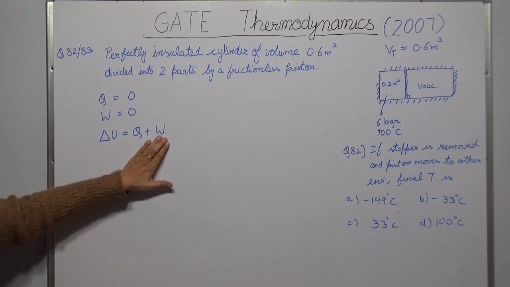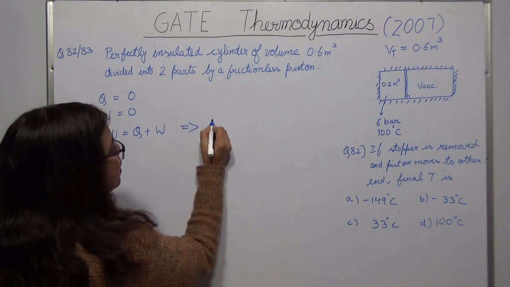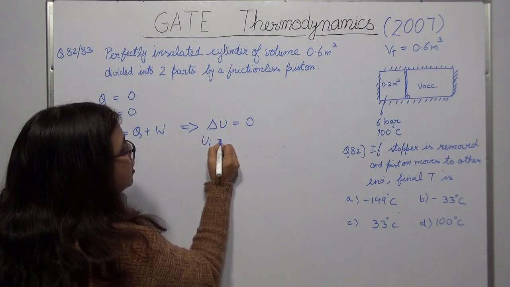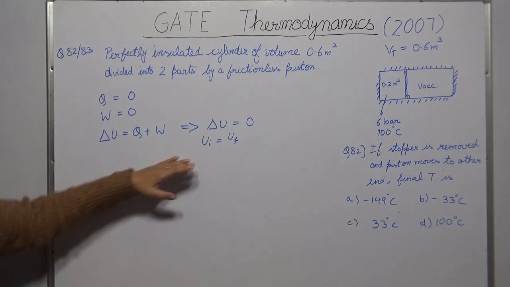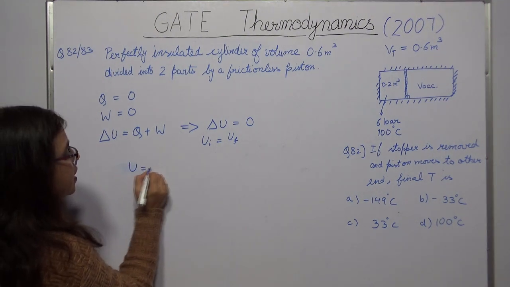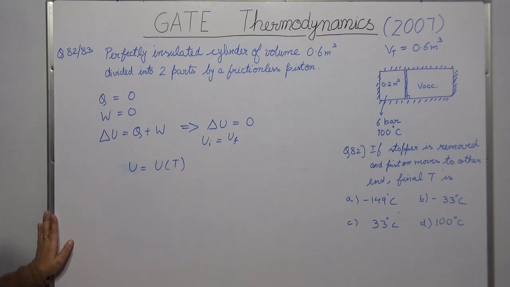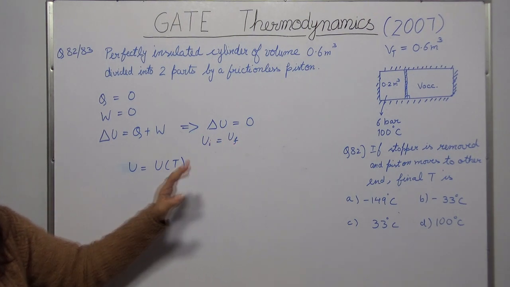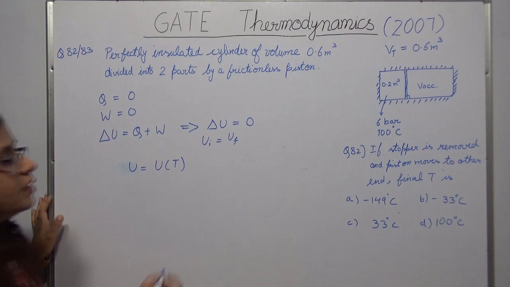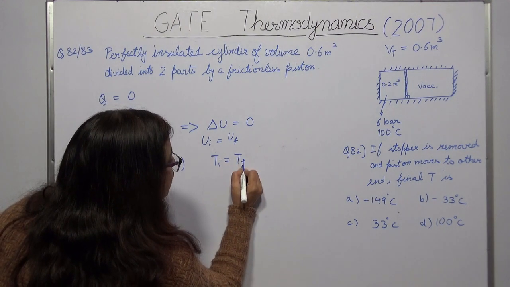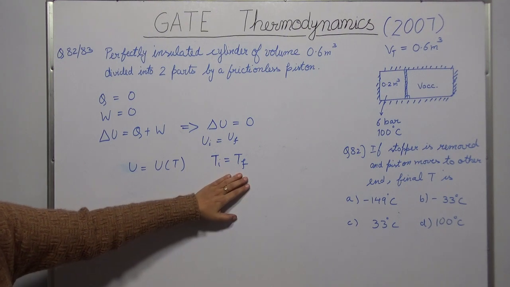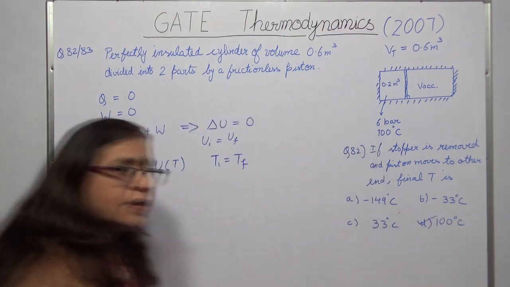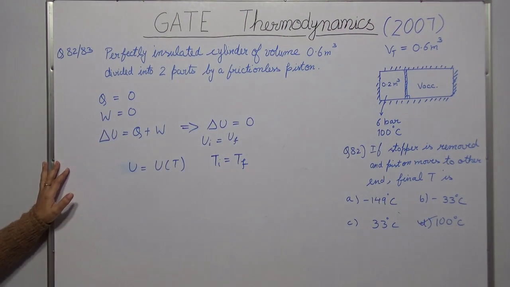Since Q and W both are 0, that means my delta U is equal to 0, or I can say that my U initial is equal to U final. For an ideal gas, you know that your internal energy is a function of temperature only. So if my initial and final internal energies are the same, that means my temperature also remains the same. So my Ti should also be equal to Tf. My final temperature should remain the same, that is 100 degrees centigrade. So out of these 4, option D is correct. So this was the first part of the problem.